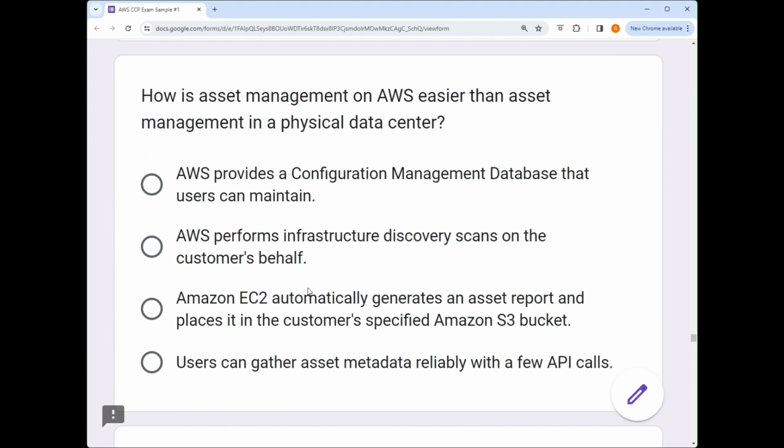How is asset management on AWS easier than asset management in a physical data center? AWS provides a configuration management database that users can maintain. AWS performs infrastructure discovery scans on the customer's behalf. Amazon EC2 automatically generates an asset report and places it in the customer's specified Amazon S3 bucket. Users can gather asset metadata reliably with a few API calls. Correct answer: AWS performs infrastructure discovery scans on the customer's behalf.